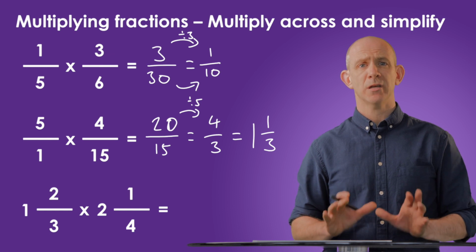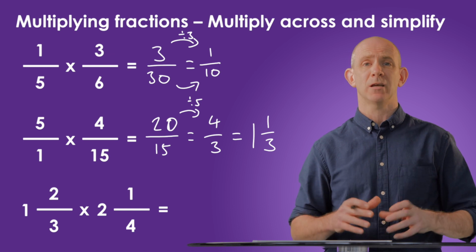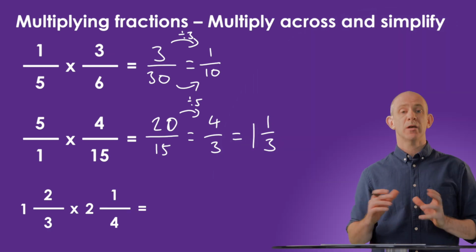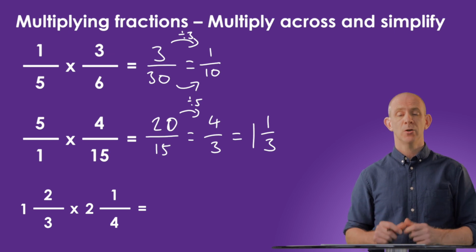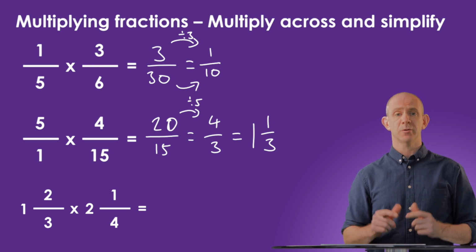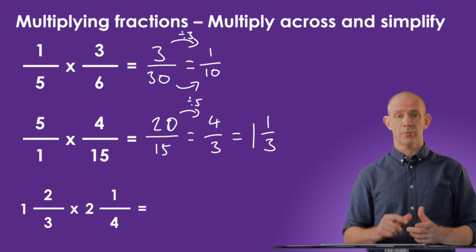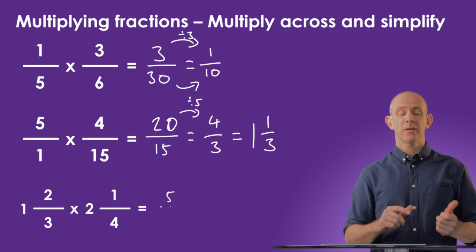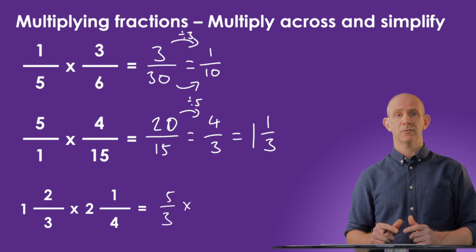Lastly, when you're using mixed numbers, they need to be converted into improper fractions before completing a multiplication. So here we have two mixed numbers, 1 and 2/3 times 2 and 1/4. We need to convert them into improper fractions. So firstly, the 1 and 2/3, we do 1 times 3, which would give us 3, plus the 2 would give us 5. So that's going to be 5 over 3. Then for the other mixed number, we have 2 times the 4, which give us 8, plus the 1 would give us 9 over 4.